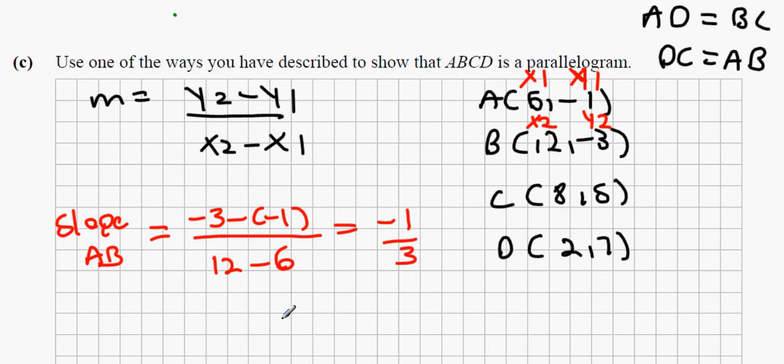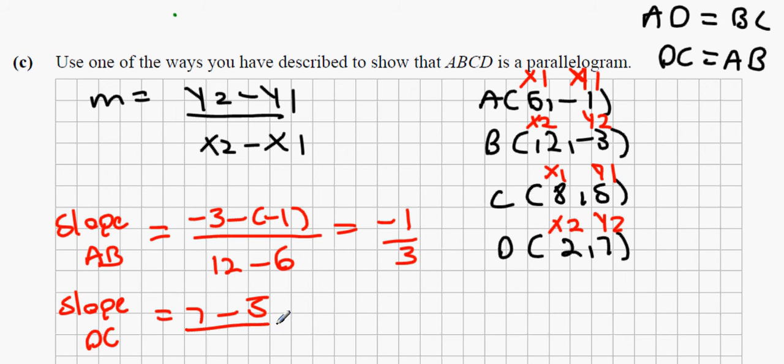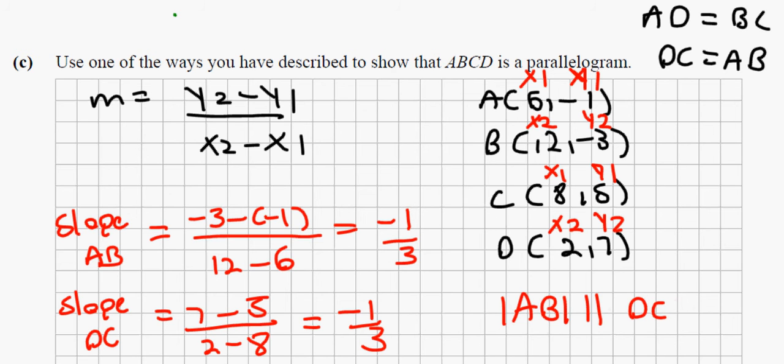The next one we're going to get is the slope of DC. Slope DC, so we call this y2, x2, x1, y1. And we're going to get 7 minus 5 divided by 2 minus 8. And we'll also get minus 1/3 for this one. And because the slopes are equal, this means that AB is parallel to DC.